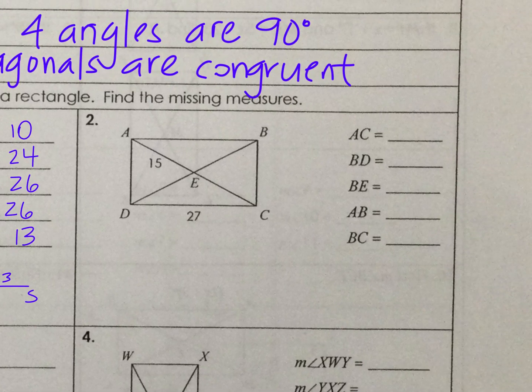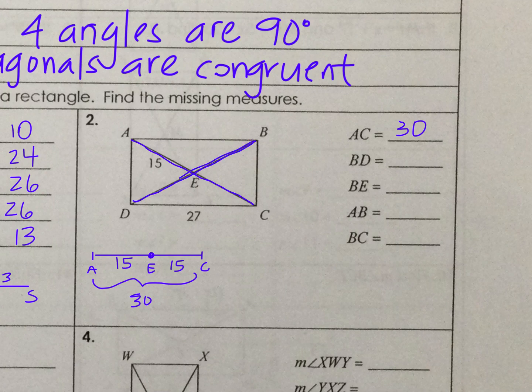Start with AC. It's this big long piece. So I'm going to pull this out. I've got AC, a line, and it's got E in the middle. A to E is 15. I know that E is right in the middle, that would make E to C 15, and that would make the whole thing 30. So AC is 30. BD, we know that the X in the middle, the diagonals, are the same, so BD is also 30.